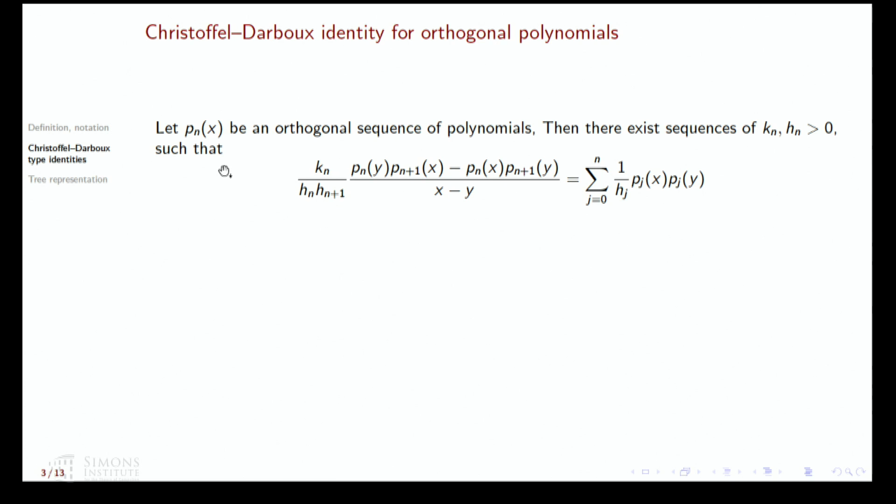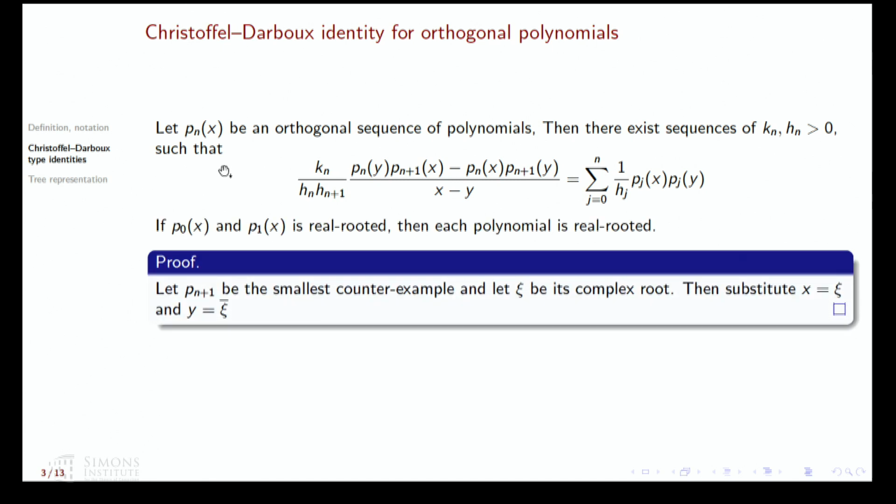I don't need to go into what exactly orthogonal polynomials are. I just want to give you the flavor of how this long expression can be useful. For example, this kind of expression can be really useful for finding roots, for instance proving that the orthogonal polynomials have only real roots. So let's try to prove it.